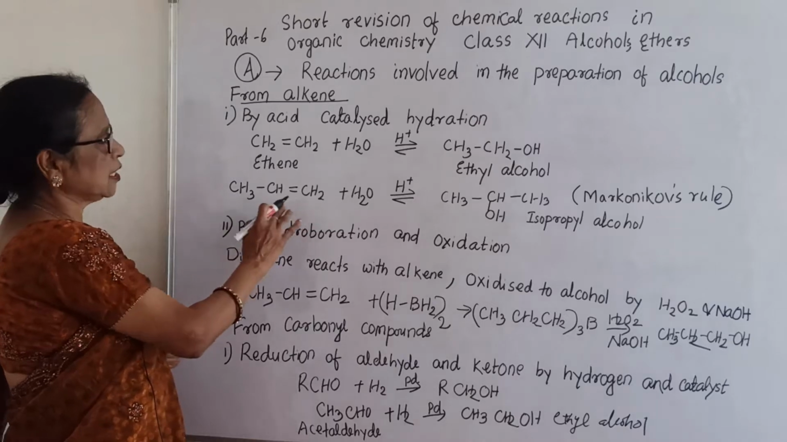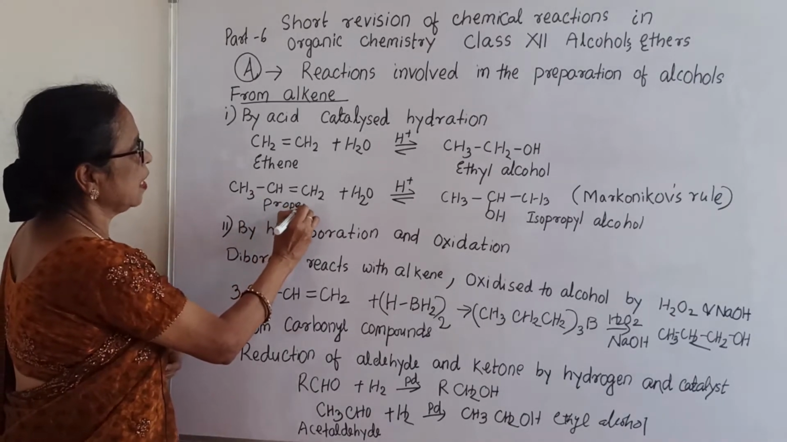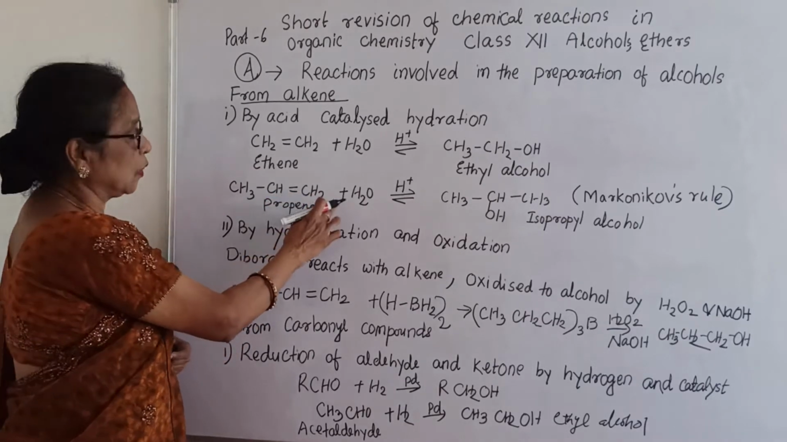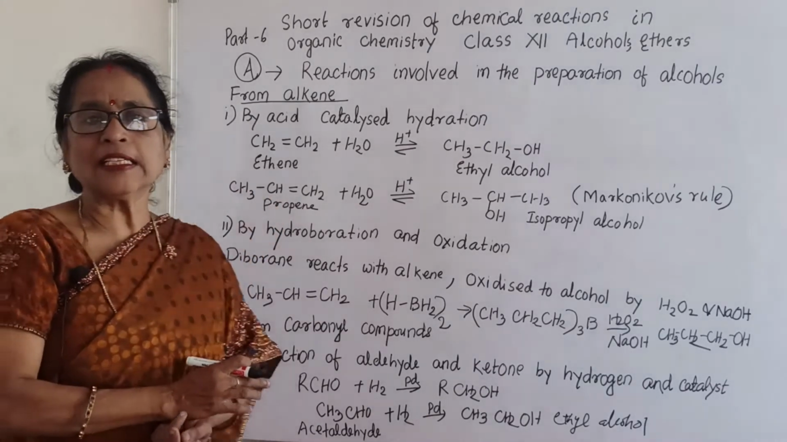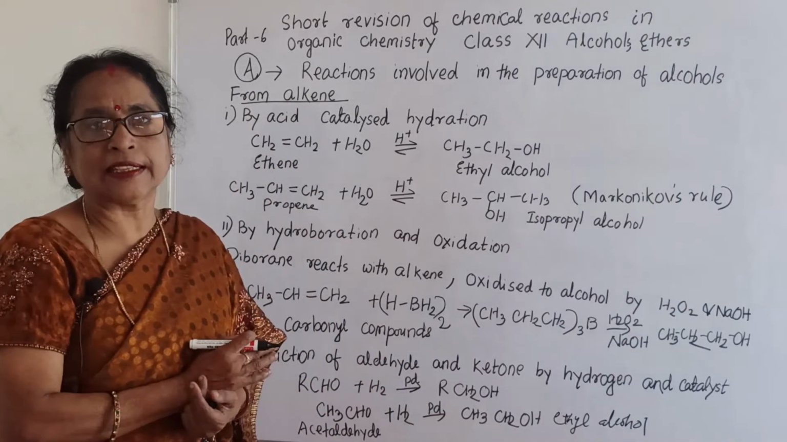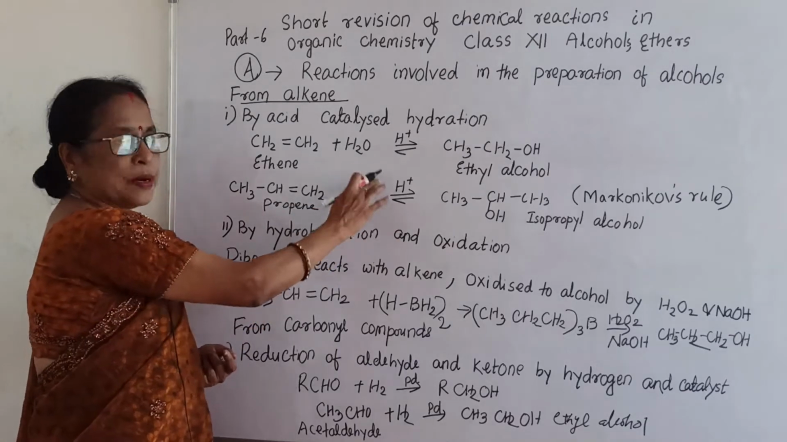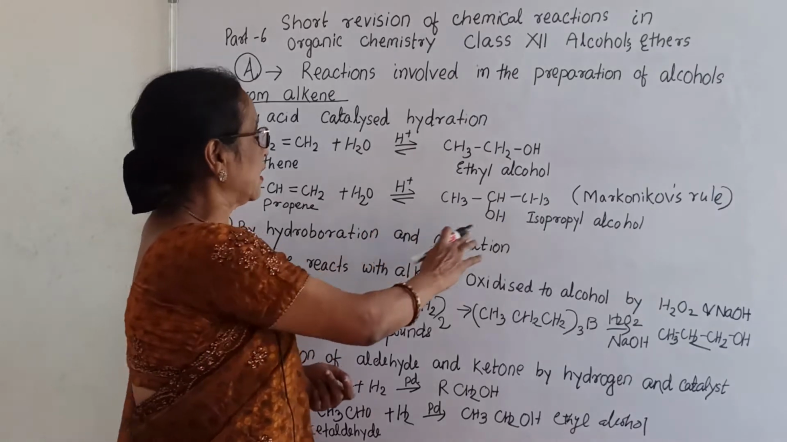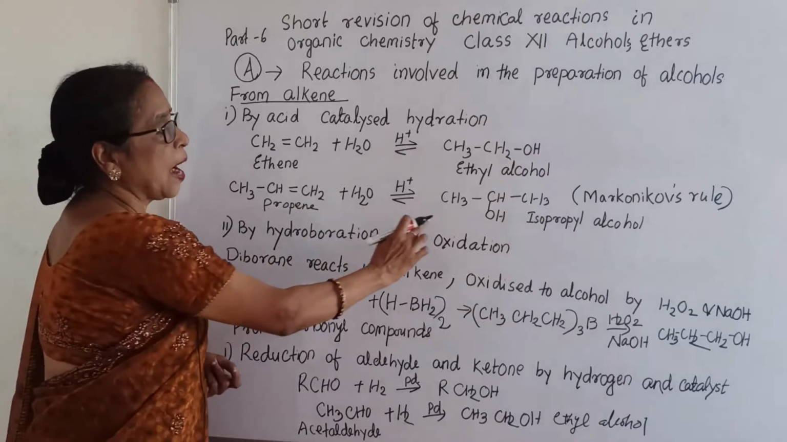Then comes the unsymmetrical alkene. What is the name here? Propene. Here the name is propene, where you can find the double bond. This side has one carbon and two hydrogen, and this side has two carbon and four hydrogen. That is why you can say it is an unsymmetrical alkene. That is the example, propene. Propene plus water in presence of acid, which acts as catalyst, and here you will get a 3 carbon alcohol. 3 carbon means propyl alcohol.